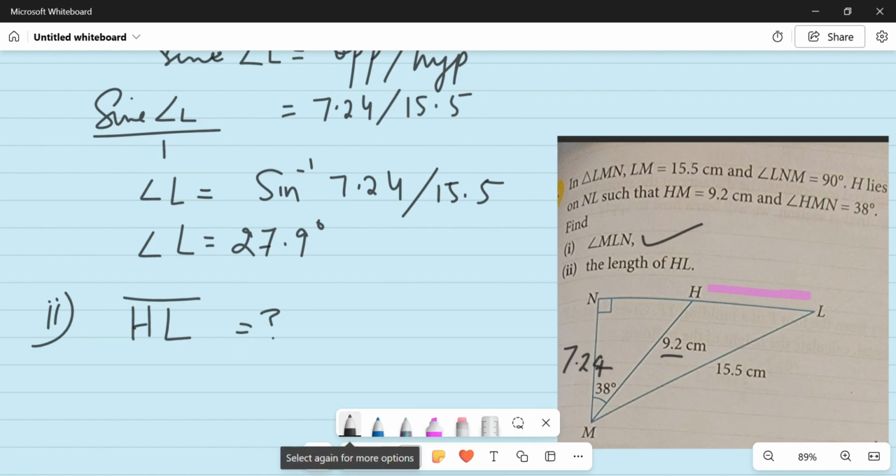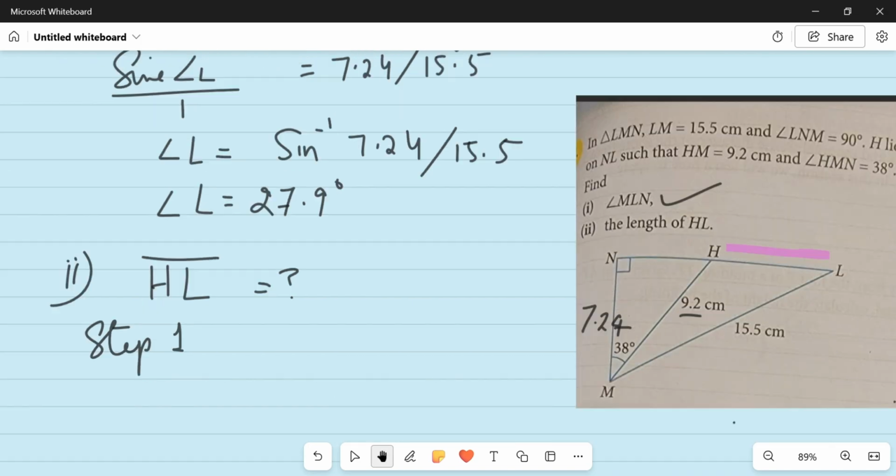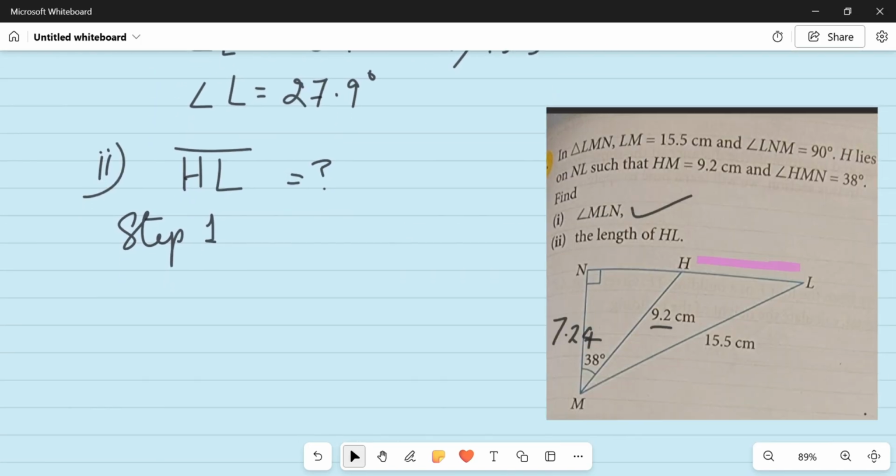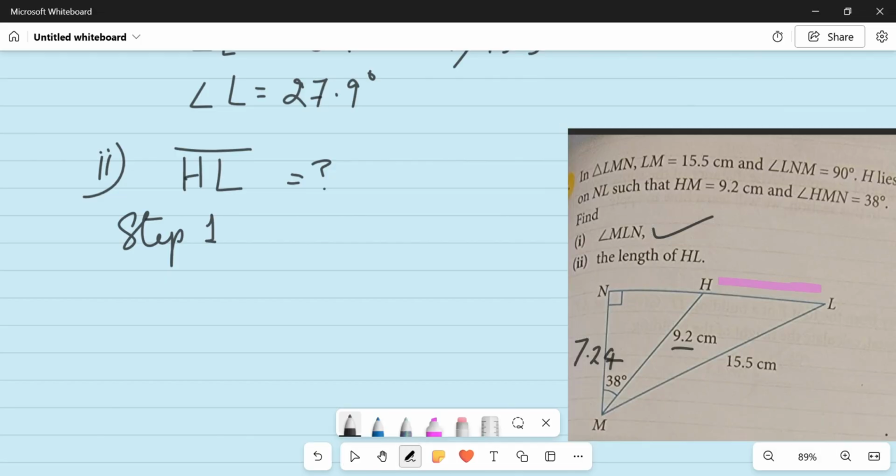In step number 1, let's see what information we have in this diagram. If you take the whole right angle triangle, MN is 7.24, ML is 15.5, and NL is not there. So we can use Pythagoras theorem to find NL. Once we find NL, we find HL by subtracting from the NL value, and we will get the answer.